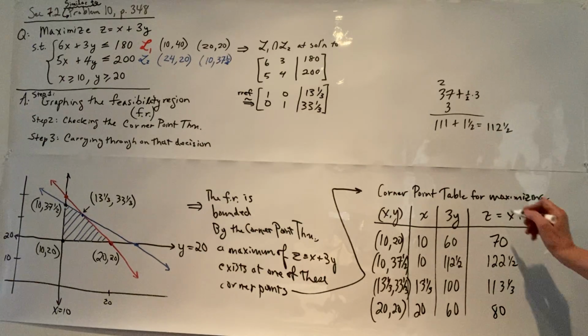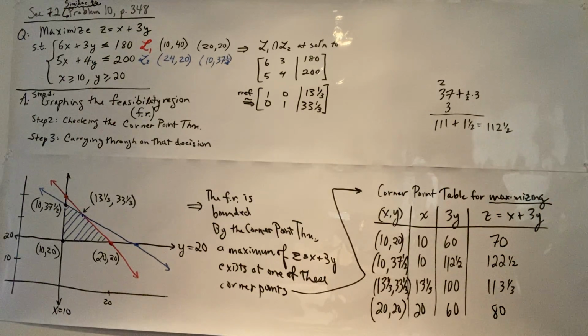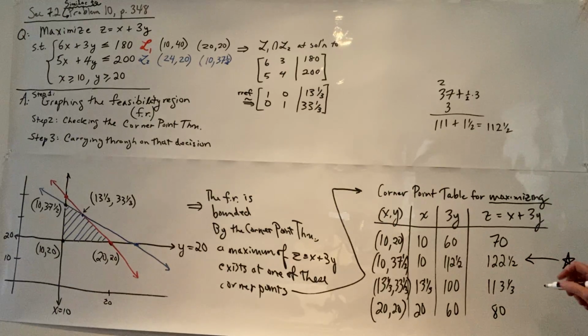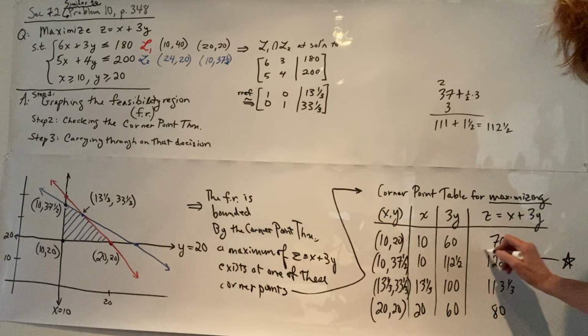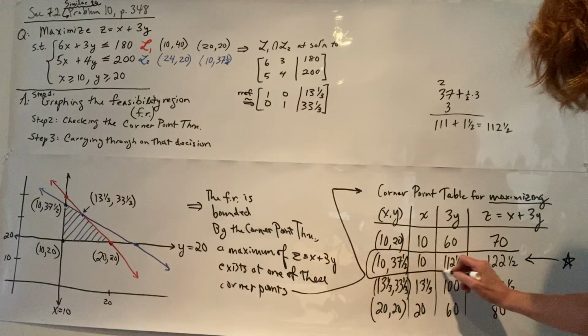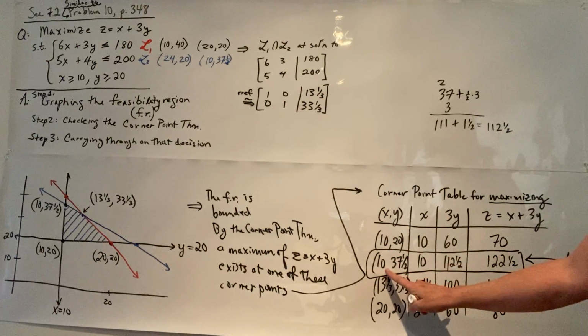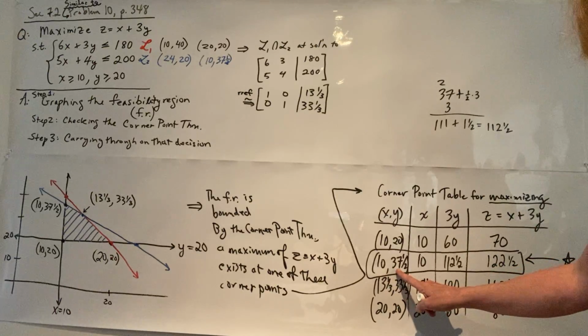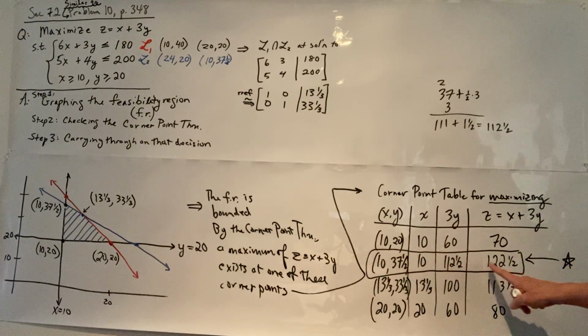So, if we're maximizing z, which corner point does it? This one. And so that means this is our action plan. We should let x equal 10, y equal 37 and a half to get the maximum value of z possible, 122 and a half.